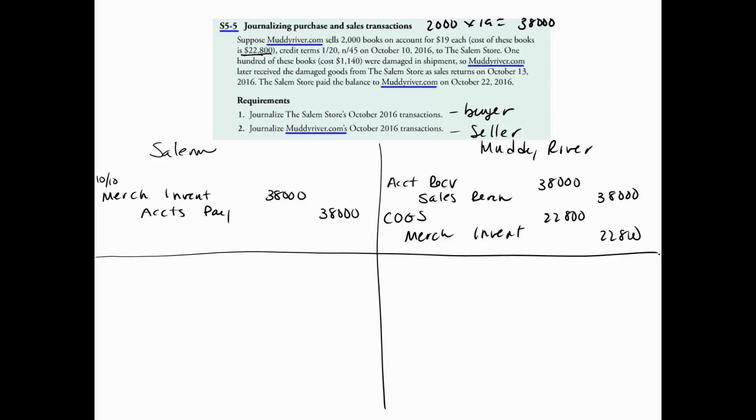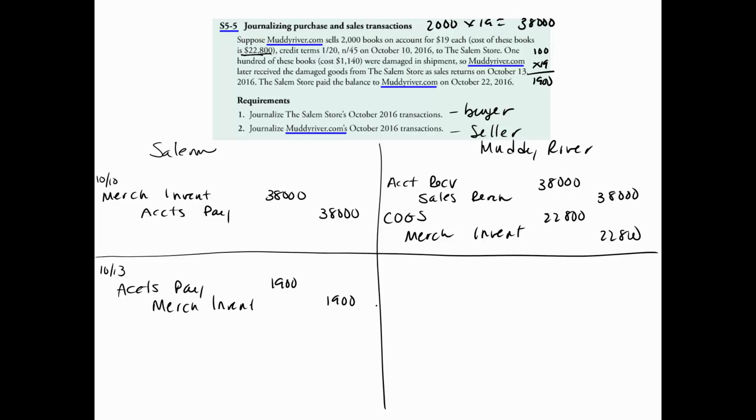The second transaction is they returned 100 of these books. So 100 books times $19 each, that's $1,900. So on 10/13, they will debit their accounts payable to reduce the amount that they owe by $1,900, and they will credit merchandise inventory. So again, it's the flip-flop of the purchase for $1,900 because they don't have that stuff anymore.